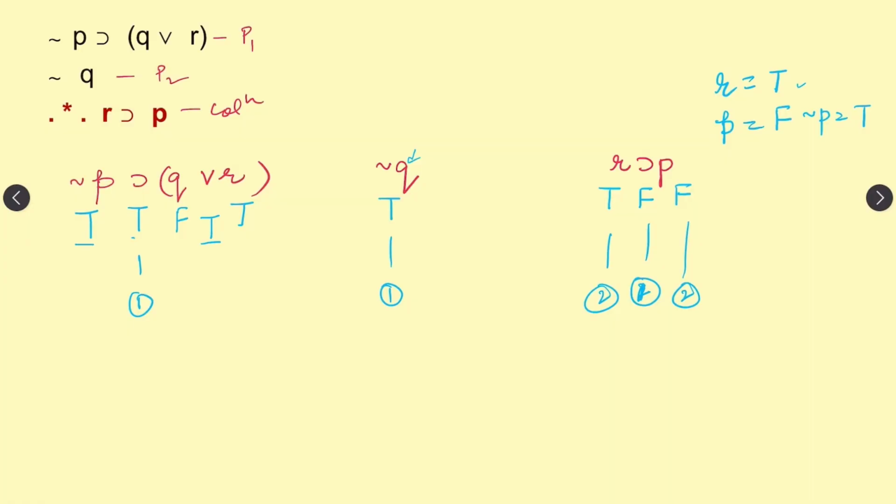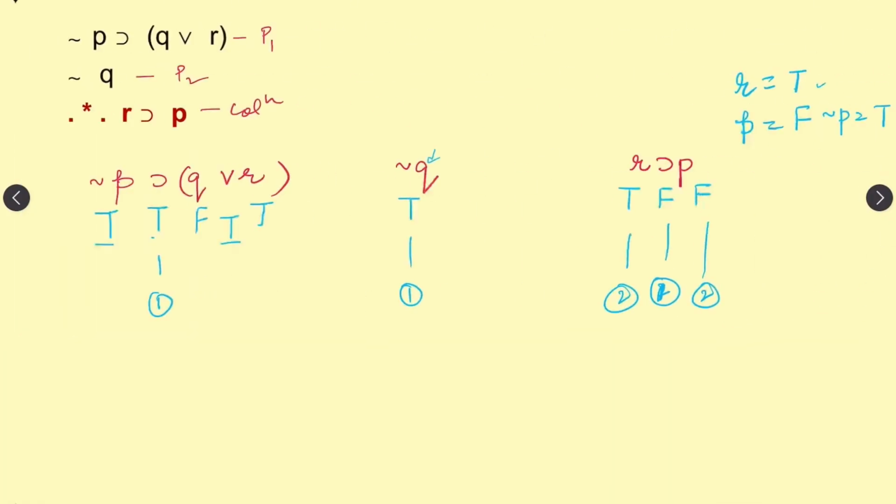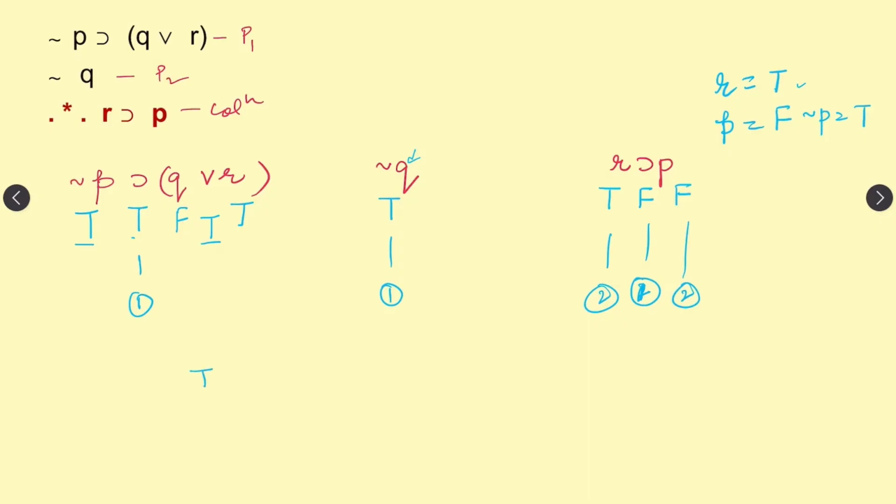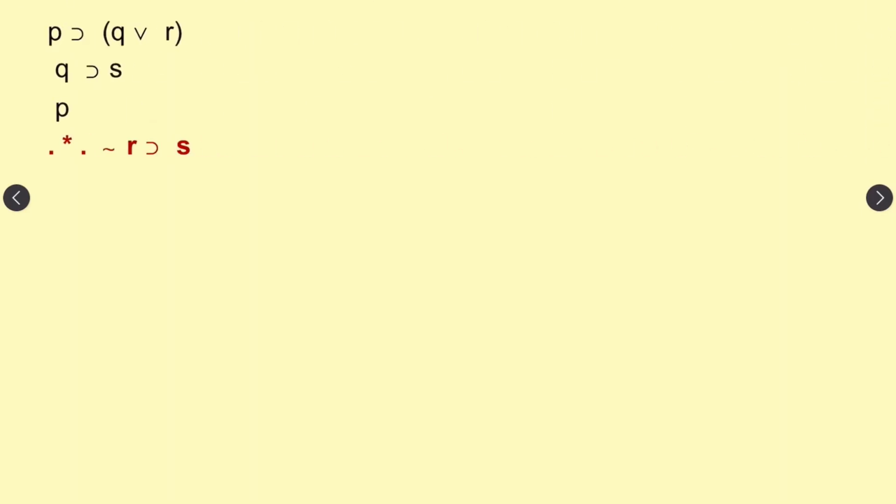So if no contradiction occurs, that means the argument is invalid. You have to write here that the argument is invalid, because by assuming the premises as true and the conclusion as false, there is no contradiction. Now let's move to the next question.